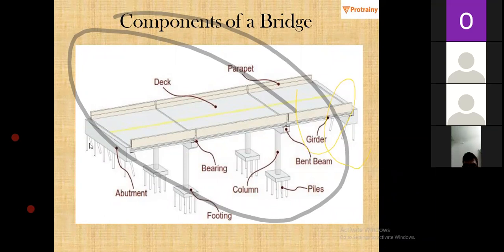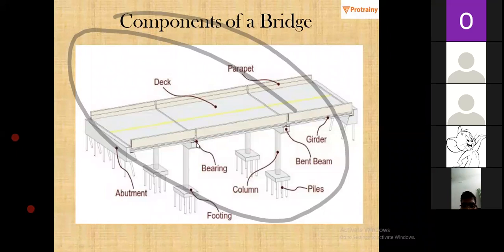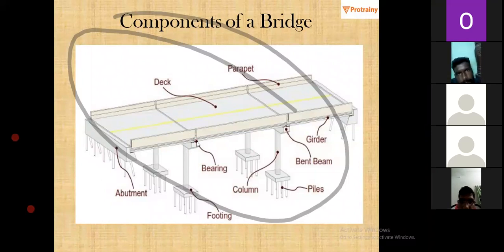Now again, deck, pier or column, and piles, but there are in-between elements as well, like a bearing. It's a very important element on which your deck is going to rest. Then we have the girder. So there are so many minor components, but you cannot ignore them. They are important, but basically you can say that it is made up of a deck, a column, and a footing.